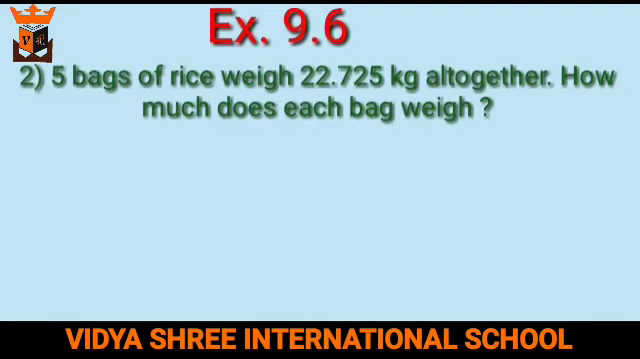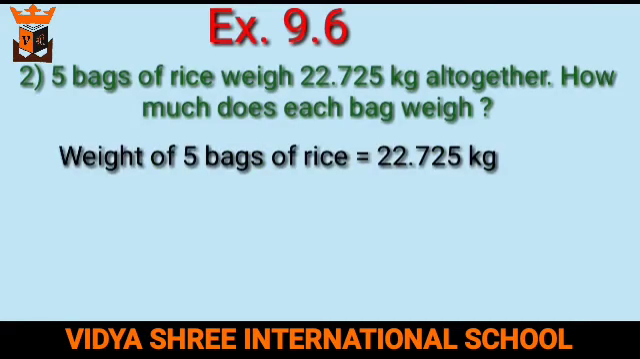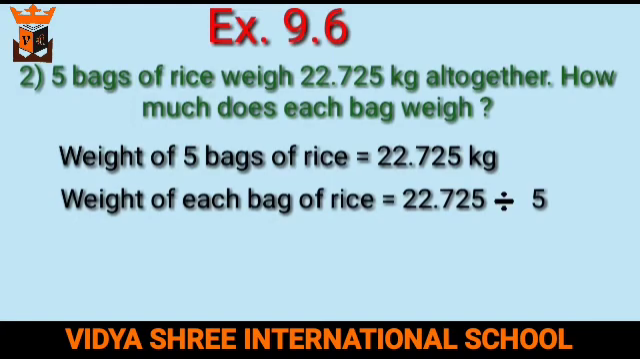Second question is, 5 bags of rice weigh 22.725 kg altogether. How much does each bag weigh? Here the weight of 5 bags of rice is given and we have to find the weight of each bag of rice. So according to the statement, weight of 5 bags of rice is equal to 22.725 kg. And to find the weight of each bag of rice, we will divide 22.725 by 5. After dividing, we get 4.545 kg is the weight of each bag of rice.